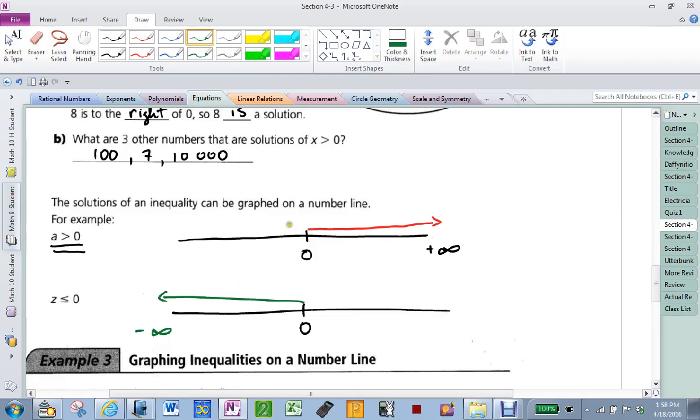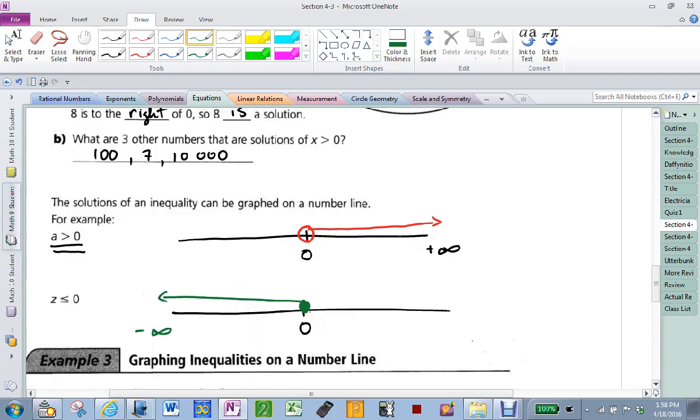In this one, when it's less than, they put an open circle. They do not color it in. What do you think they do on this one? They put a circle and they color it in. Does everybody see the subtle difference?